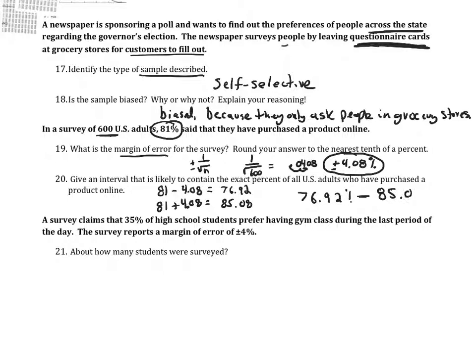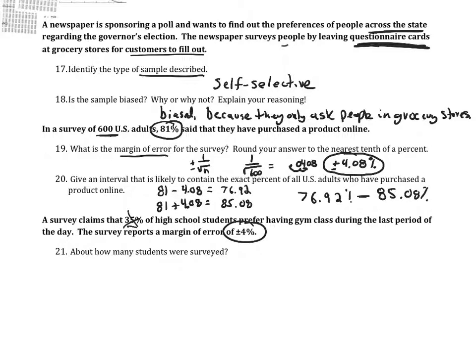85.08%. Last question. A survey claims that 35% of high school students prefer having gym class during the last period of the day. The survey reports a margin of error of plus or minus 4%. How many students did they ask? Now, we don't need this 35%, but we do need our margin of error.